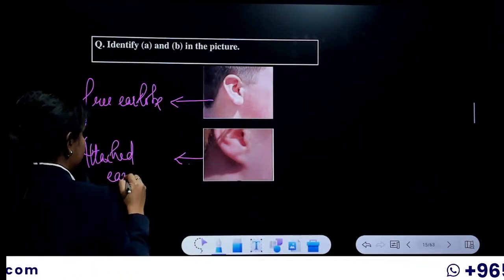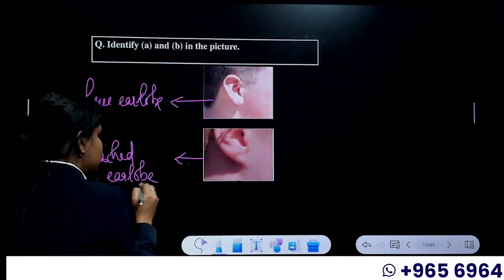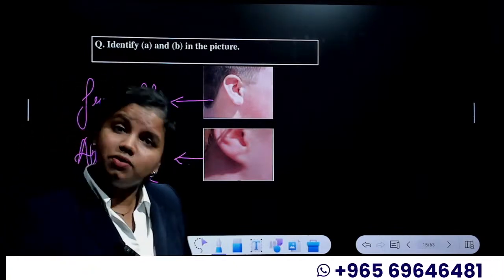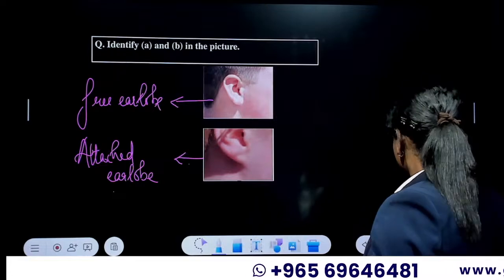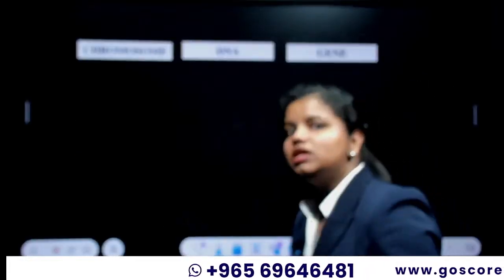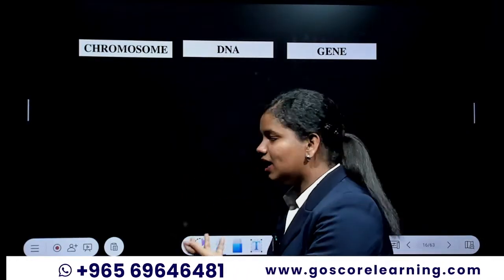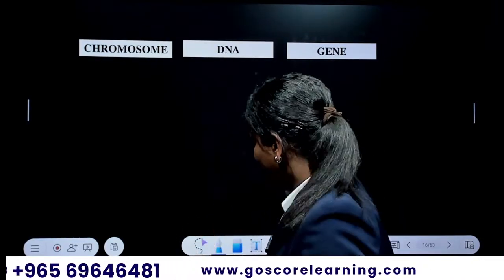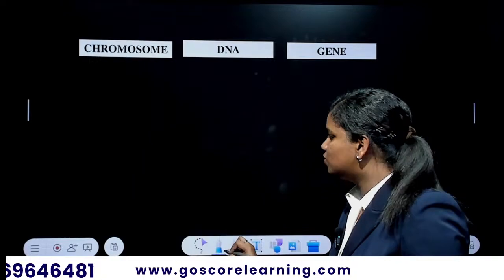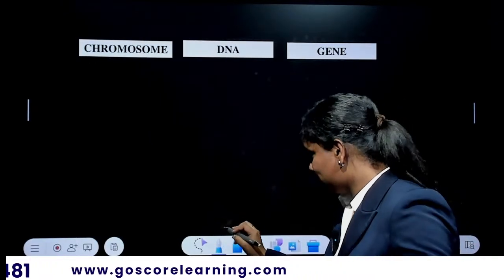Attached earlobe. And what are these examples for? These are the examples for nothing. Variation. Simple like that. See, these all are the questions that actually came. So if you know the simple concepts that I just explained, you will be able to score all those marks. You can get such simple and easy questions directly if you're lucky.